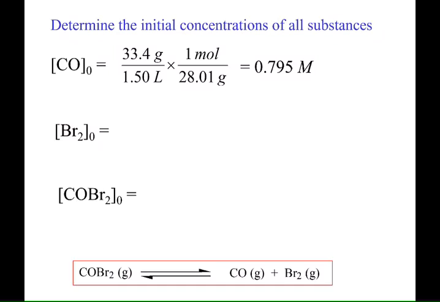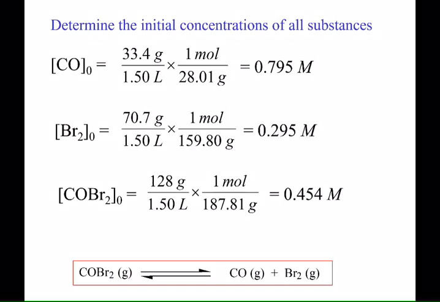So here's what that looks like. I'll just put all three of these up here. Do you guys have these? Okay, this is Gen Chem 1 stuff. So we have the initial molar concentration of everything: 0.79 moles per liter, 0.295 moles per liter, 0.454 moles per liter.